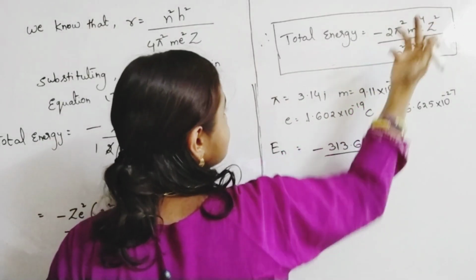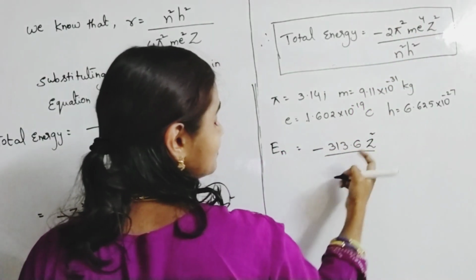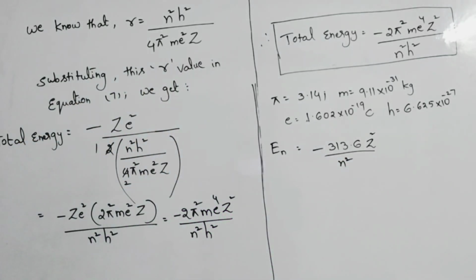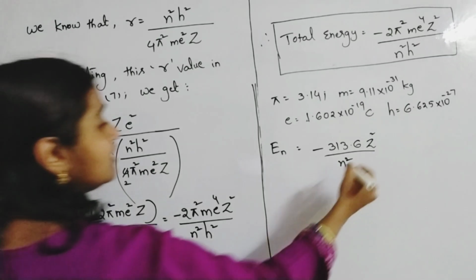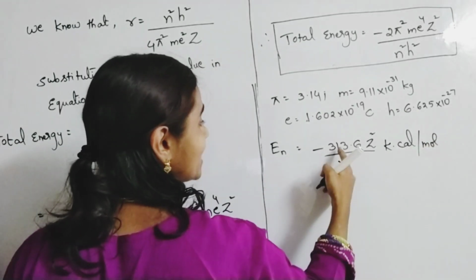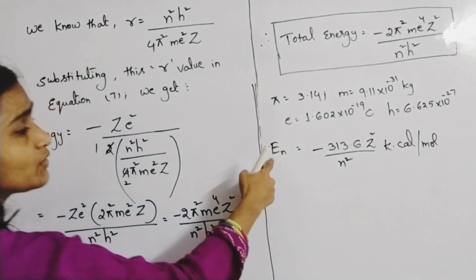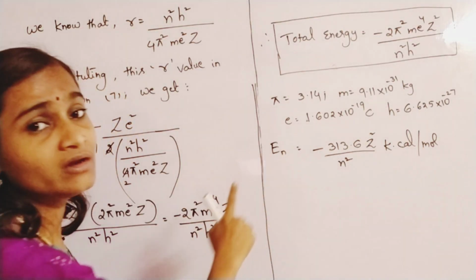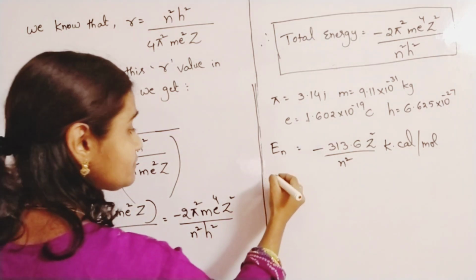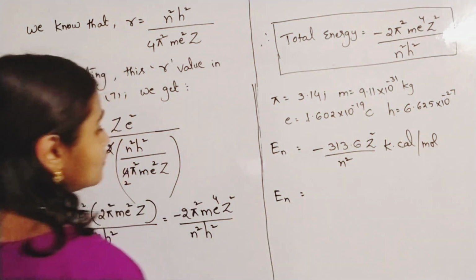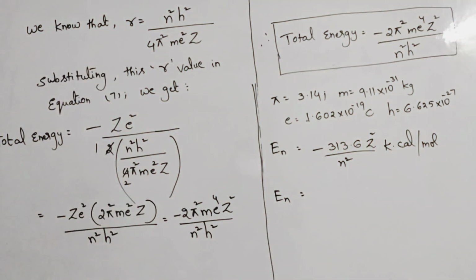Z square and n square are the variables. This value is in kilocalories per mole. If the energy is calculated in kilocalories per mole, the energy of the electron in the nth orbit, here En stands for the energy of the electron in the nth orbit, then that value is in kilocalories per mole. And En value is minus 2.18 into 10 to the power of minus 11.